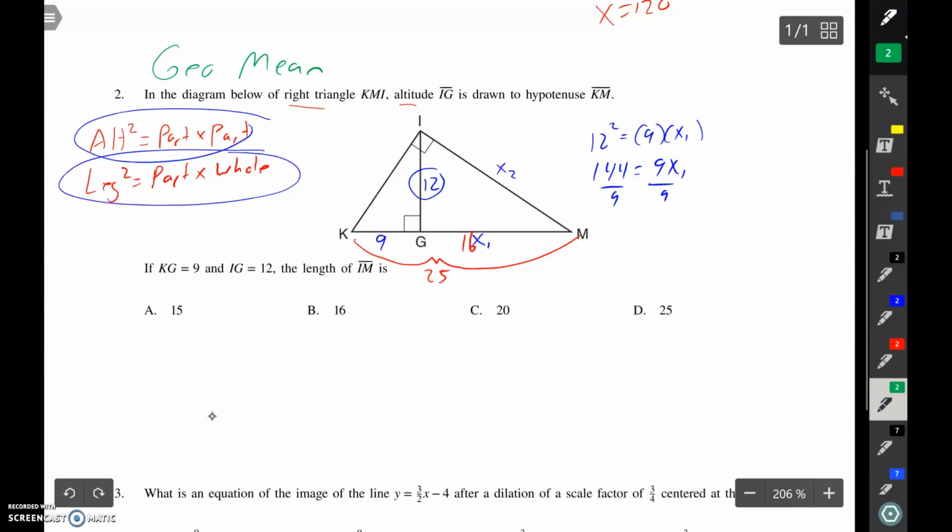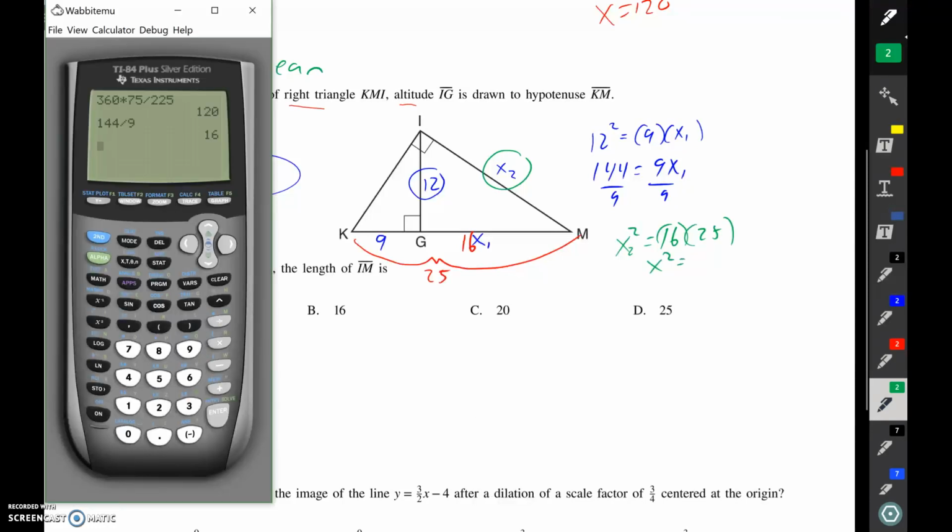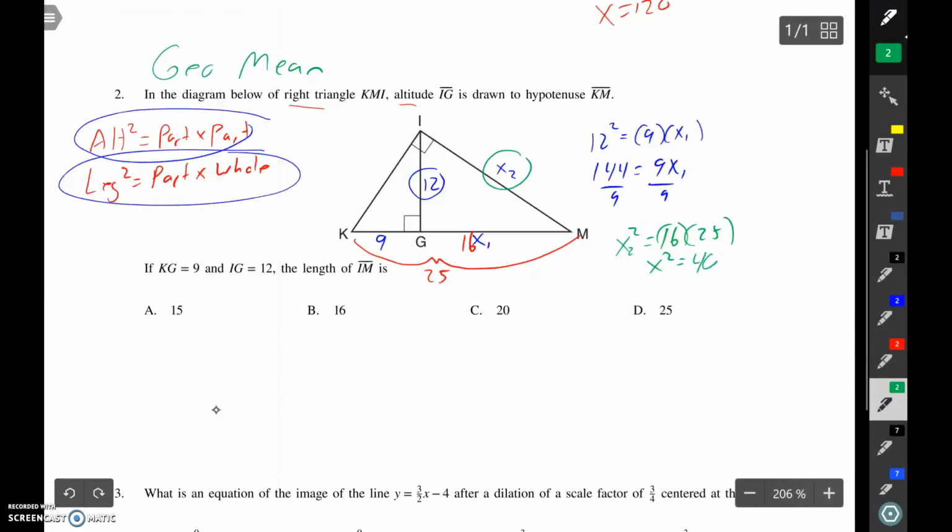And now we can do the leg squared piece: x squared equals the part attached to it times the whole thing. And so we end up with x squared equals 16 times 25. I already have 16 typed in there, so times 25 is 400. And I'm going to have to do the square root of that number to get a final answer of 20. And that's ultimately what they wanted there.